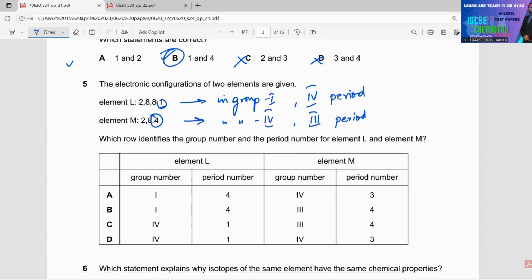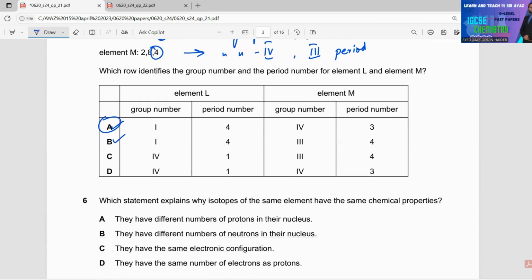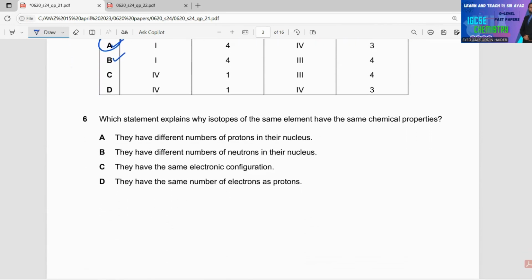Looking at the choices, element L, group 1, period 4. So either A is correct or B is correct. What about element M, group 4 and period number 3? So A must be the right answer in this case. All the other choices are incorrect. Going to the next question, which is number 6.